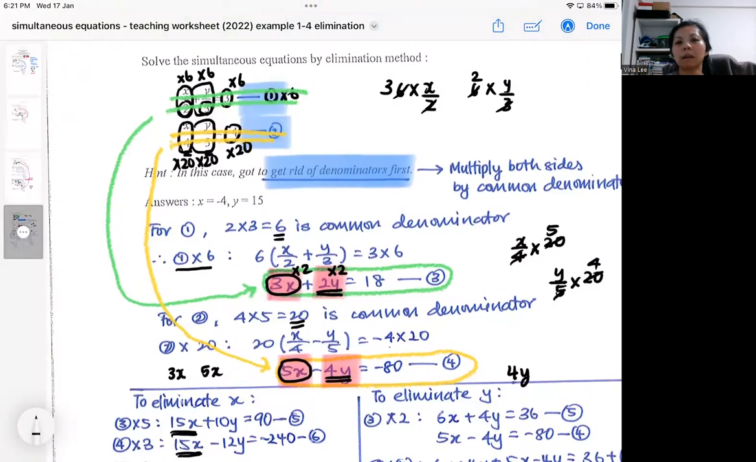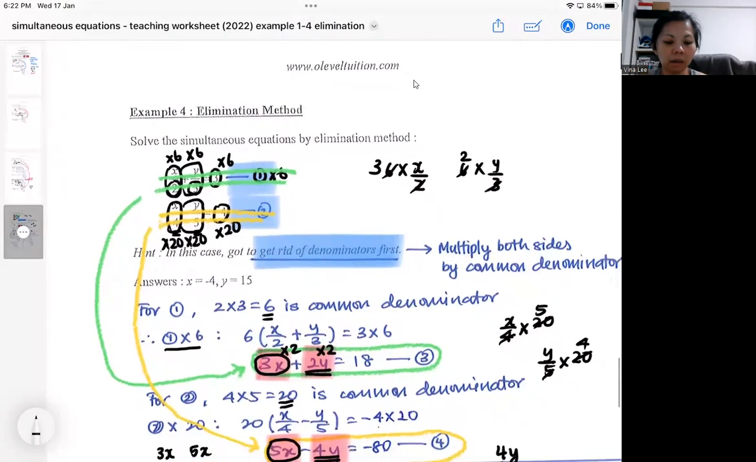Okay, so the idea about elimination is you look for the same algebra to eliminate. If there's no same algebra, you make the same algebra happen first. Then the elimination is done through adding the equations or subtracting the equations. Meaning when you are adding the equations, you add the algebra side, then the number side you also add. If you are subtracting, you subtract the algebra side and subtract the number side. But you do need to remember, if you are subtracting, you must remember to put a bracket for the subtraction. Okay, so this is the idea of elimination.